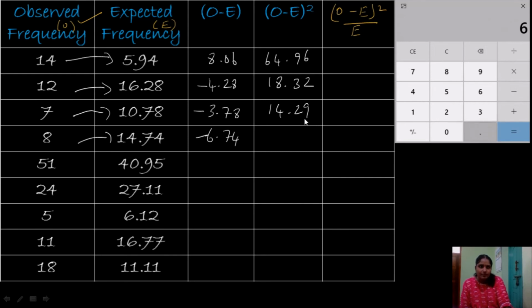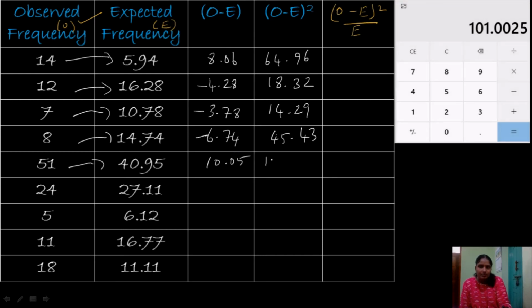6.74 square. You get 45.23. Sorry, 45.43. I have to take only 2 decimal places. Next, 51 minus 40.95. You get 10.05. By squaring this value, we get 101.0025. So I have to take up to 101.00. No need to write 0.